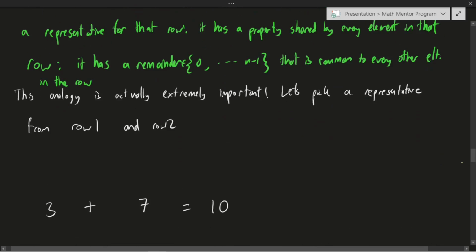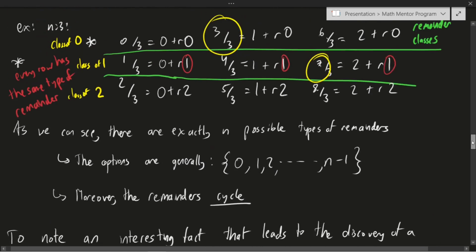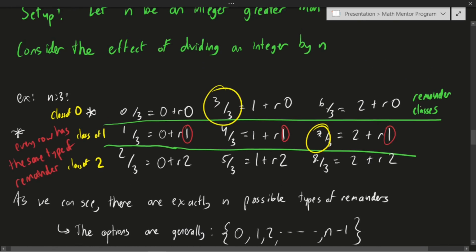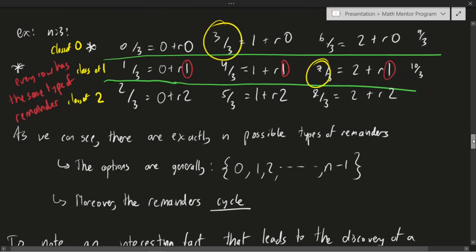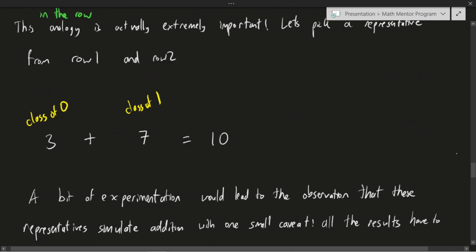Now, if we add 3 and 7, we get back 10. What is so interesting about this? Well, notice that 3 was in the class of 0, and 7 was in the class of 1. Where does 10 pop up? Well, if we just continue our table, right? I'll remove this thing here that says remainder classes. And I'll write it, 10 ends up going over here. And you will see that it's in the remainder class of 1. So this is the class of 1.